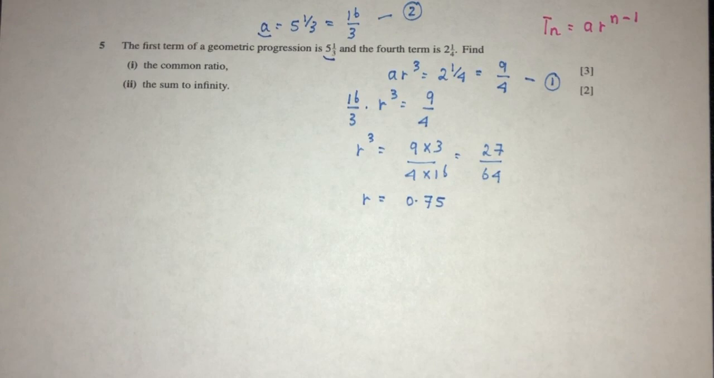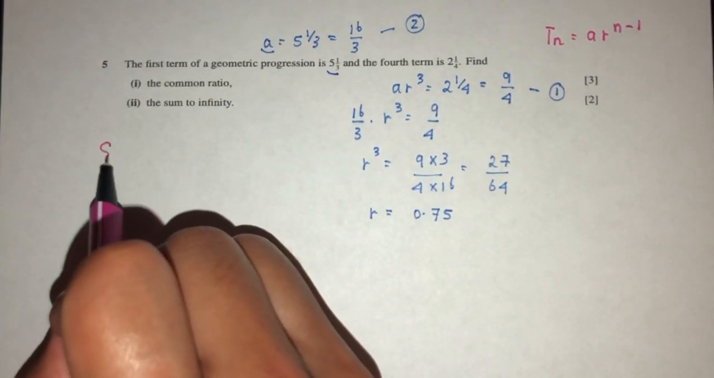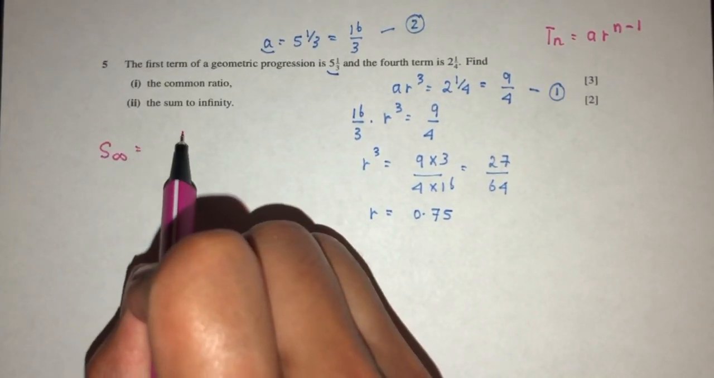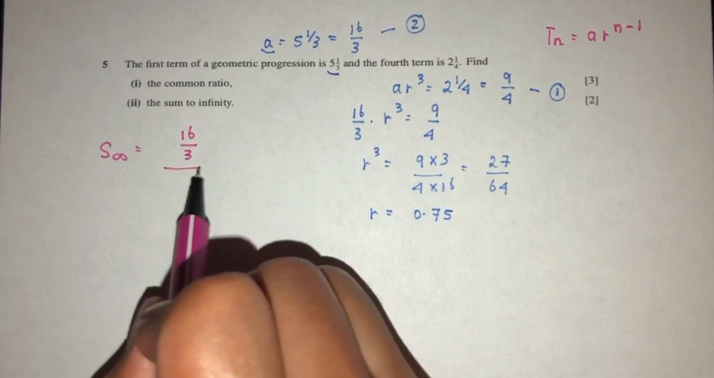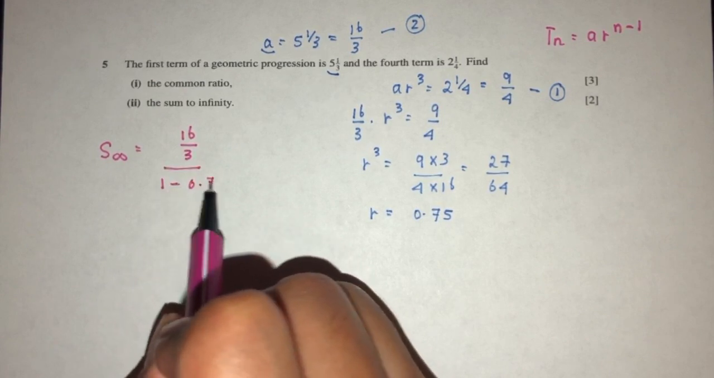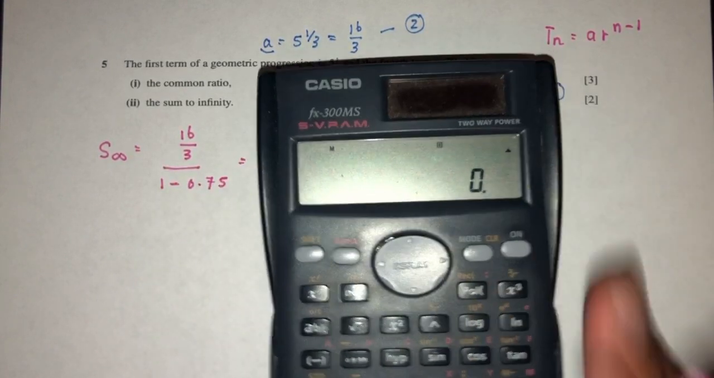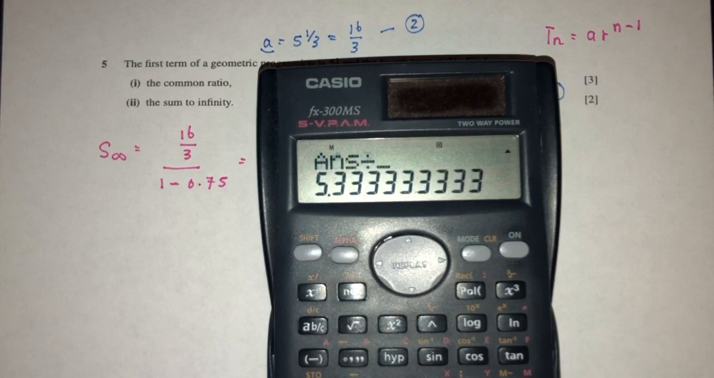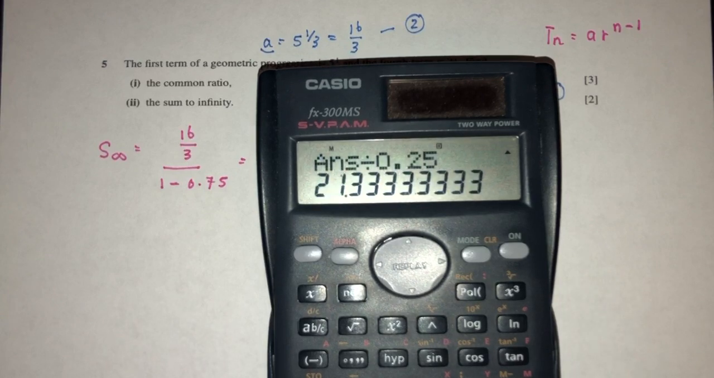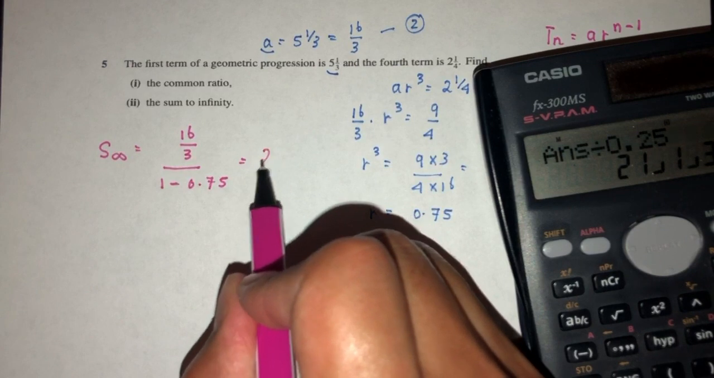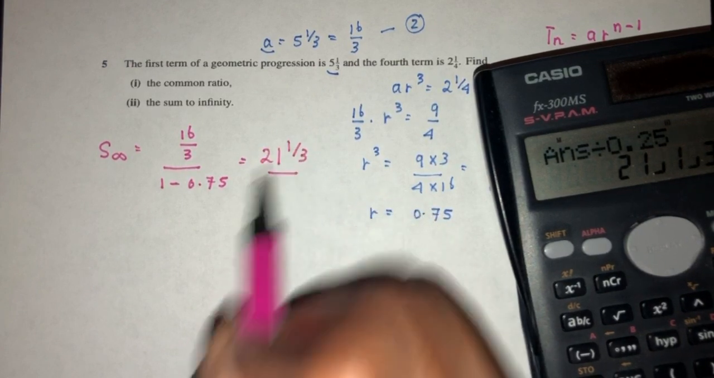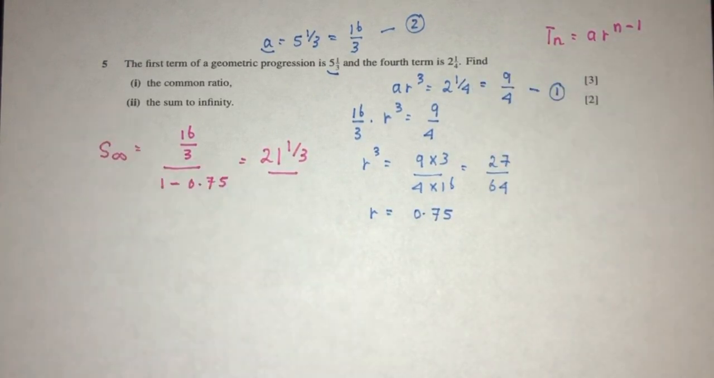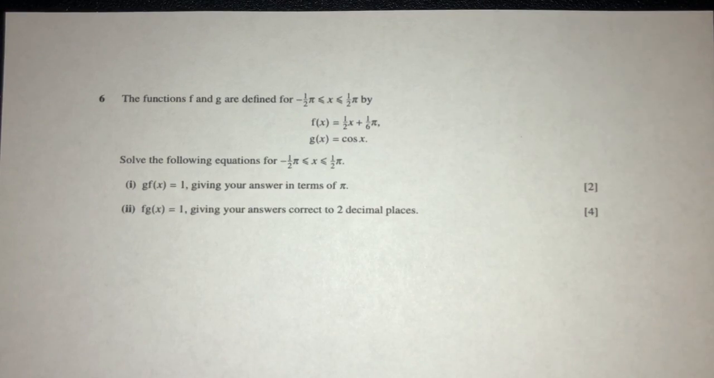Now, part 2, we have to find the sum to infinity. Pretty easy. The sum to infinity will be a, which is 16 over 3, divided by 1 minus 0.75, which is r. So 16 divided by 3, divided by 0.25. That should be 21 1/3 as my sum to infinity for this question. So let's move on to the next question.